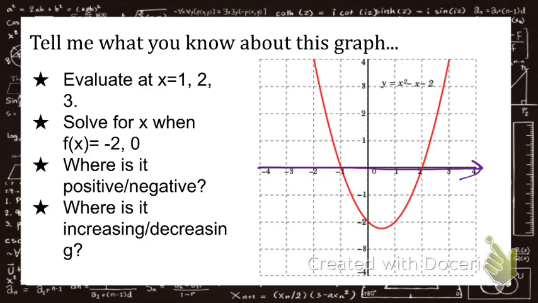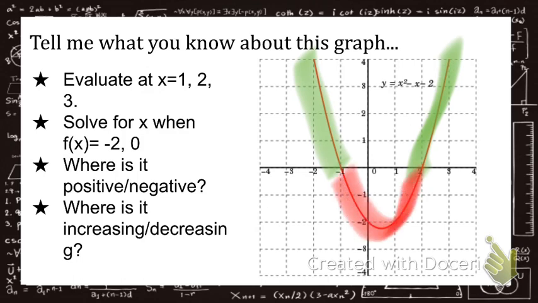The next question was, where is it positive and where is it negative? So it's positive when it's less than negative 1 and greater than 2, and it's negative in between negative 1 and 2. If I wanted to highlight those, it's positive wherever it's green, and it's negative wherever it's red. So you could just write those in interval notation.